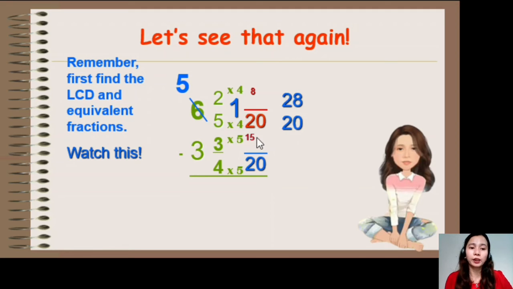So as you can see, 28 is greater than 15. So we can subtract 28 minus 15. 28 minus 15 is 13. Then copy the denominator. Then subtract the whole number. 5 minus 3 is 2. So our final answer is 2 and 13 over 20.